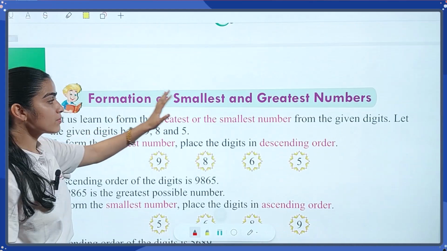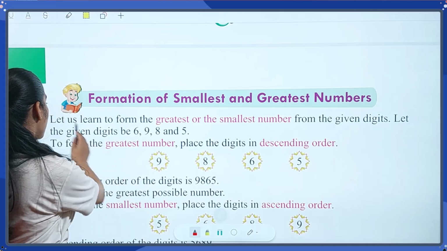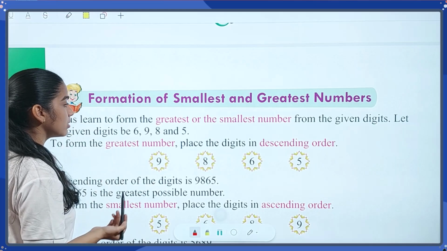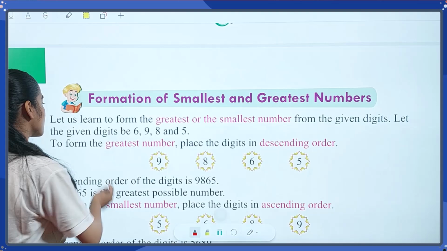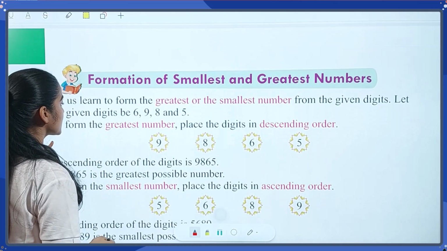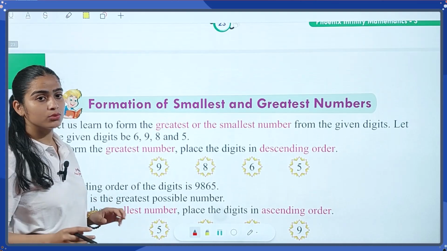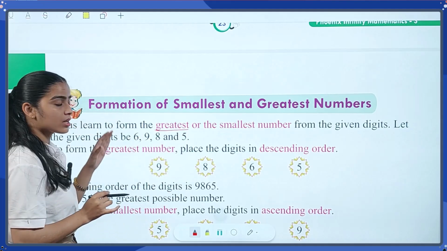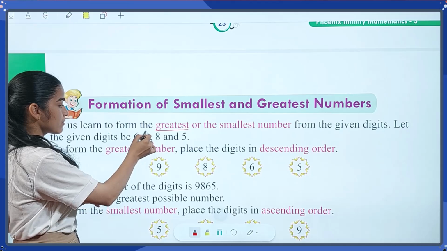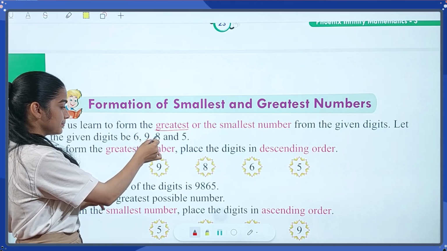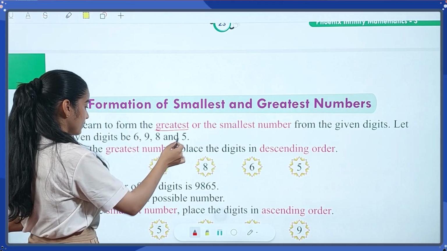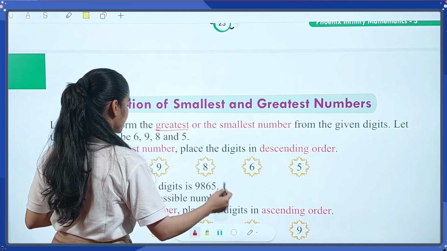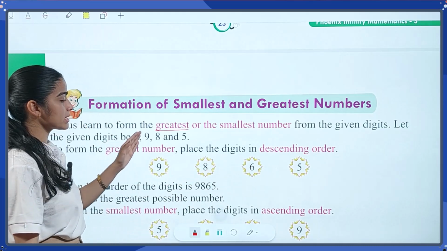Now forming of smallest and greatest number. So let us learn to form the greatest or the smallest number from the given digits. Let the given digits be 6, 9, 8 and 5. So if you want to make the greatest number, then you have to arrange these numbers in the descending order. So first we write 9, then 8, then 6 and then 5. So 9865 is the greatest number with the help of 6, 9 and 8, 5.